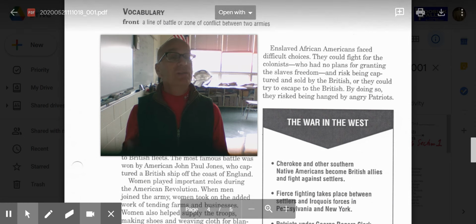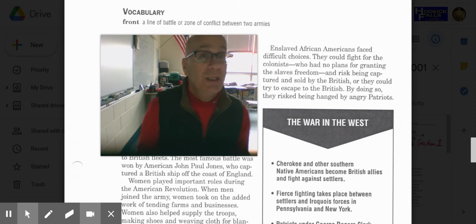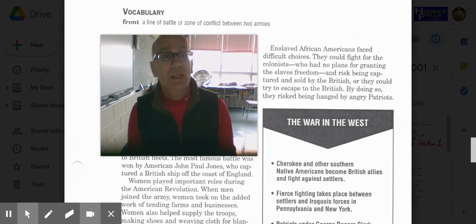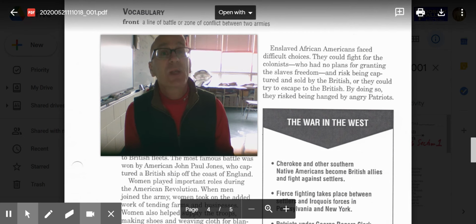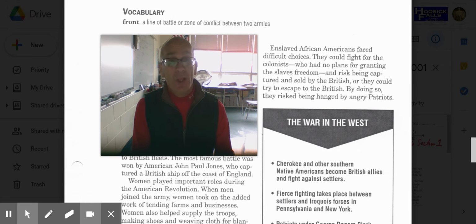Enslaved African Americans faced difficult choices. It was a very difficult situation for enslaved African Americans. They could fight for the colonists who had no plans to grant them their freedom. It's important to understand that. The colonists would let the African American slaves fight, but they were not promising freedom. And they risked being captured and sold by the British, or they could try to escape to the British. By doing so, they risked being hanged by angry patriots.